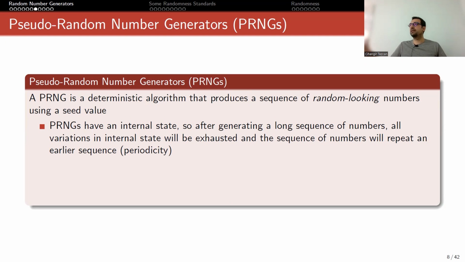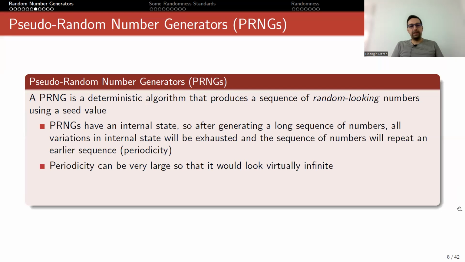So we can say that it is virtually infinite and it doesn't repeat itself. Periodicity can be very large so that it would look virtually infinite. For instance, if your periodicity is 2 to the 200, then you will never generate 2 to the 200 bits, so you will never see this periodicity, right?